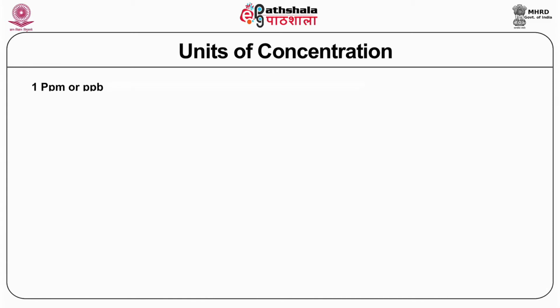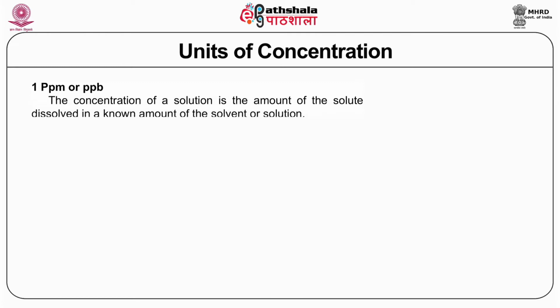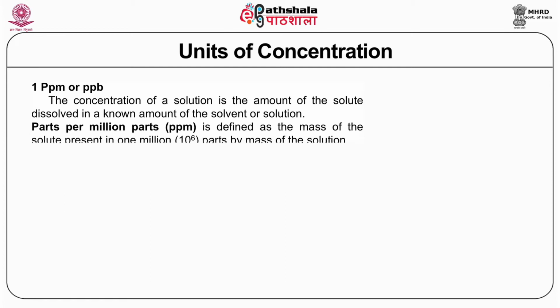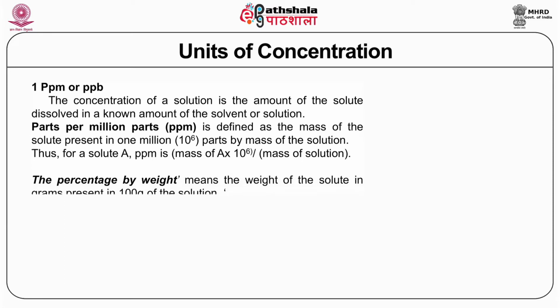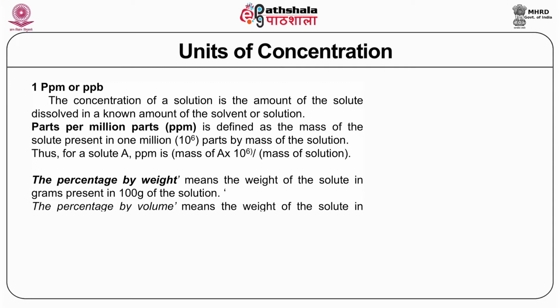Now, let us come to the different units that we use to express concentration. One term which is not so common in biological systems, but nevertheless commonly known, is ppm or ppb, that is parts per million, parts per billion. The concentration of a solution is the amount of solute dissolved in a known amount of solvent or solution. ppm is defined as the mass of the solute present in 1 million, that is 10 to the power 6, parts of the solution.